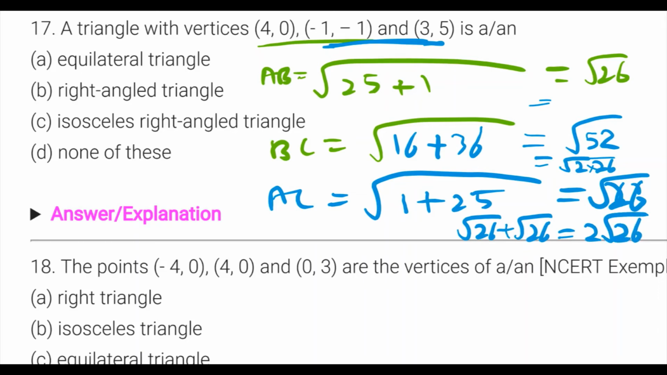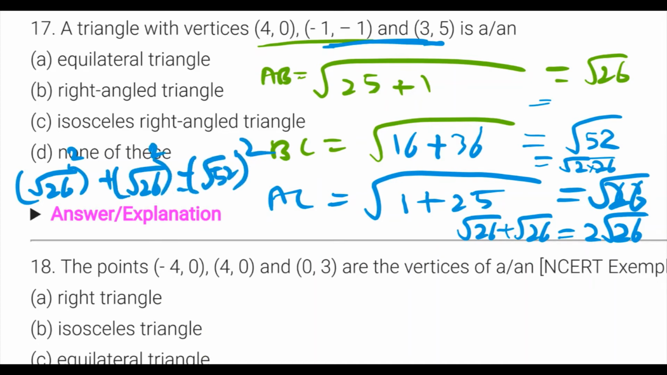So this is not an equilateral triangle, but it is a right angle triangle. Root 26 whole square plus root 26 whole square gives us root 52 whole square, which is satisfying the Pythagoras theorem. So if it is satisfying the Pythagoras theorem, it is a right angle triangle. It is option B.